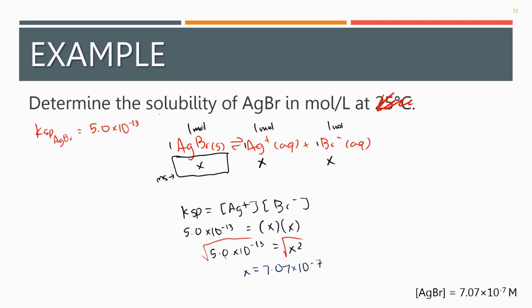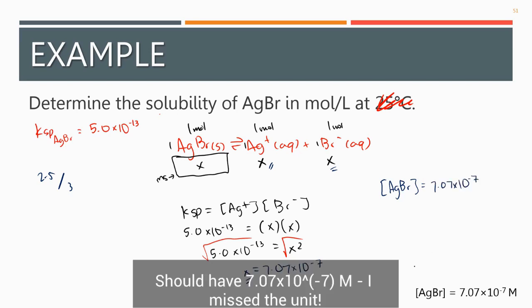Now, if you were to give me this answer, I'd give you a solid 2.5 out of 3. Why? Because all you've told me is what X equals. But X could mean this. Do I really want to know the concentration of bromine when it's fully saturated? No. Or do I want to know the concentration of silver? No, I want to know this. So the way I'm expecting your answers to be is the molar solubility. So we're going to write this in square brackets. The molar solubility of AgBr is equal to 7.07 times 10 to the negative 7.